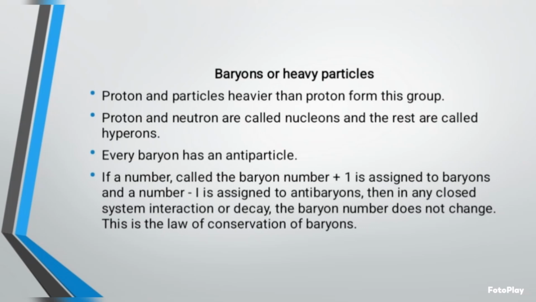Baryons. Protons and particles heavier than the proton form this group. Proton and neutron are called nucleons and the rest are called hyperons. Every baryon has an antiparticle. A number called the baryon number, +1, is assigned to baryons and the number -1 is assigned to antibaryons. In any closed system, interaction or decay, the baryon number does not change. This is the law of conservation of baryons.